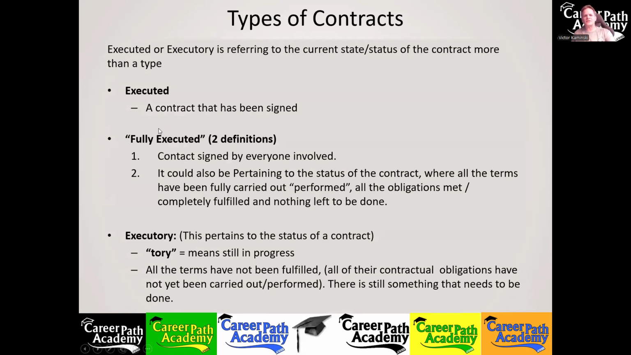Contracts can be executed or executory. Let me get to that point. Executed and executory.